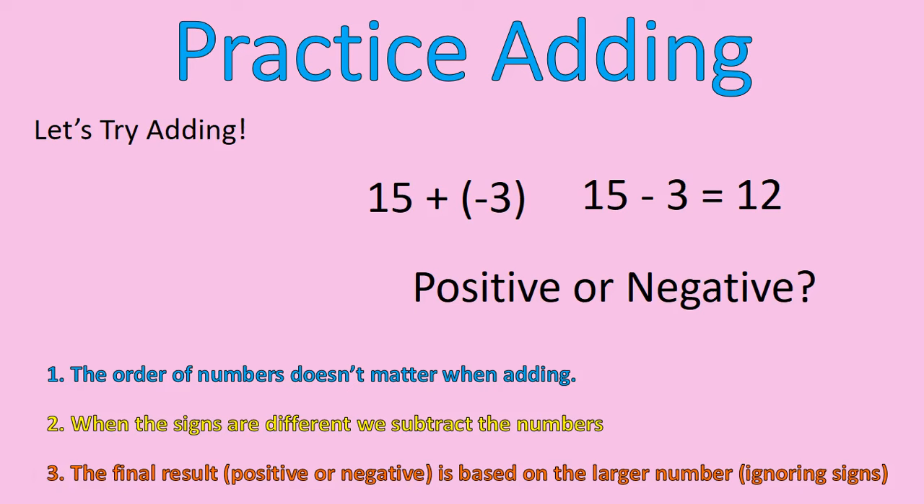15 is a larger number, and the math term for that is that it's a larger absolute value. But 15 is bigger than 3, so there's more positives than there are negatives, so therefore my final answer is going to be positive. There it is.